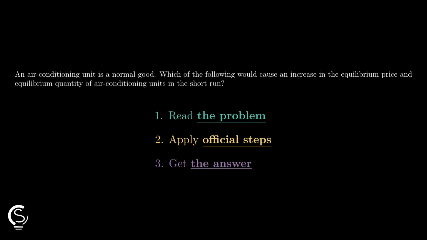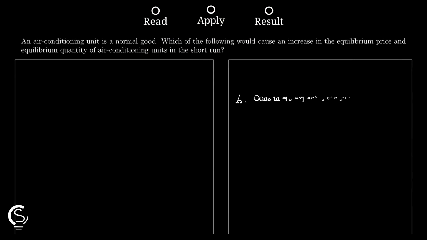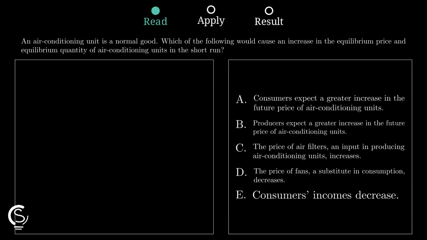Equilibrium price and quantity shifts can be tricky, but we will master this microeconomics problem together in just a few quick and easy steps. To increase both the equilibrium price and quantity in the short run, we need a rightward shift of the demand curve. This happens when consumers want to buy more units now.